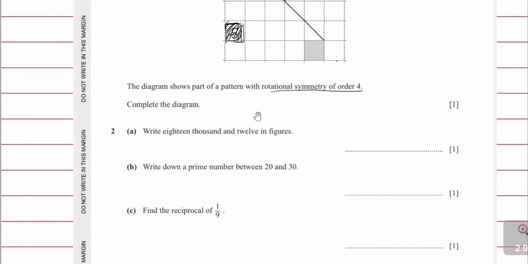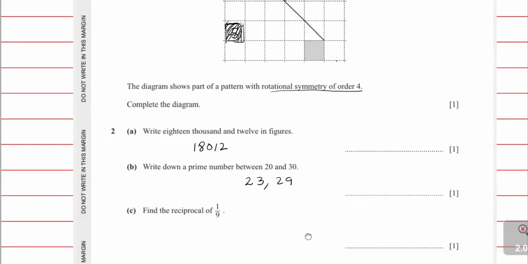Question number 2, write down 18,012 in figures. Look here, this is 18,000 and there is no 100, so we write 0 and 12. This is 18,012, the answer. Write a prime number between 20 and 30. The prime numbers between 20 and 30 are 23 and 29. These are two prime numbers.